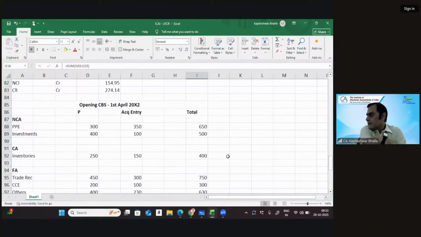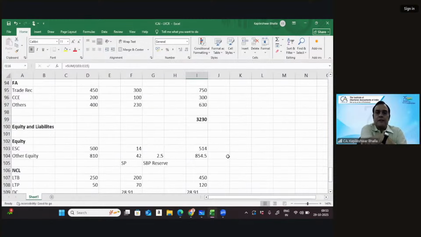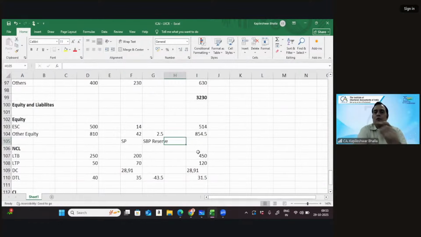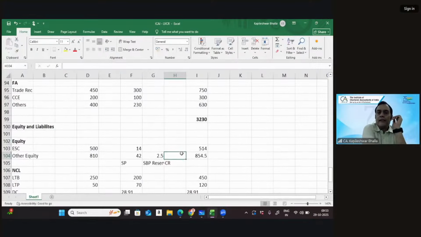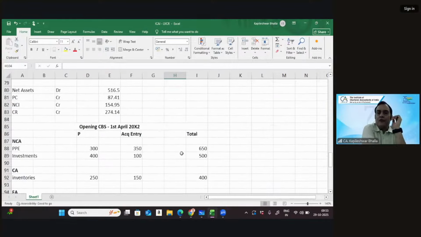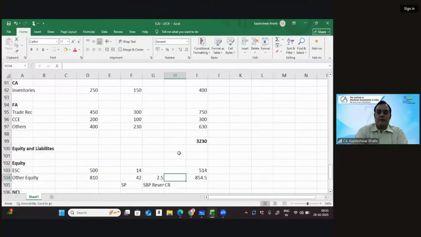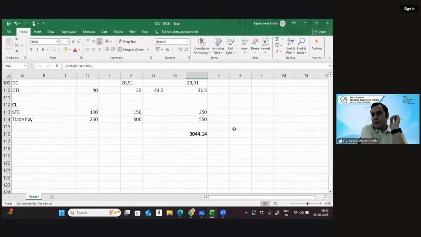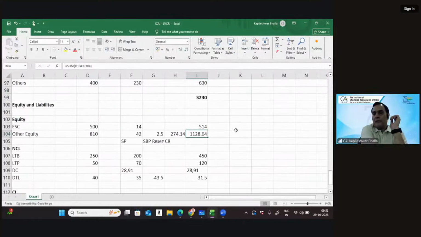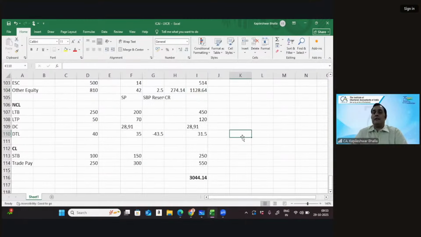Capital reserve. I think I missed out on the capital reserve as well. So in the equity, we're also going to consider the capital reserve as well. That was, I think, 274.14. So I think there is still some difference which is pending, I guess. Let's see, minus 274. So there is some slight difference.